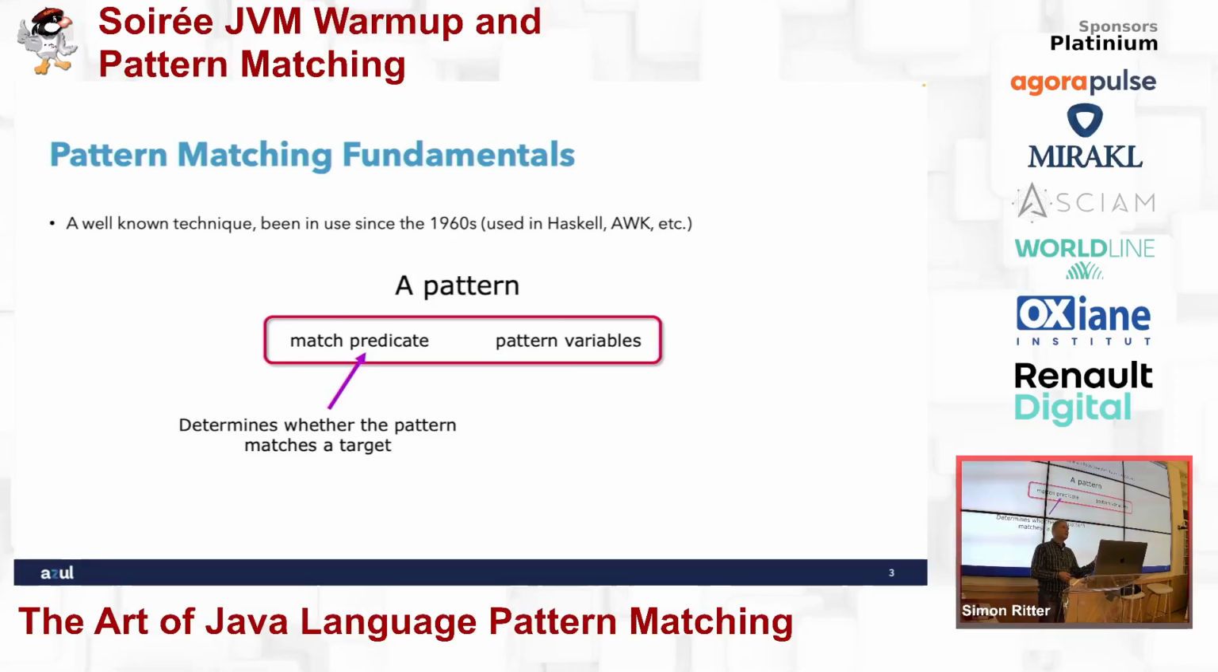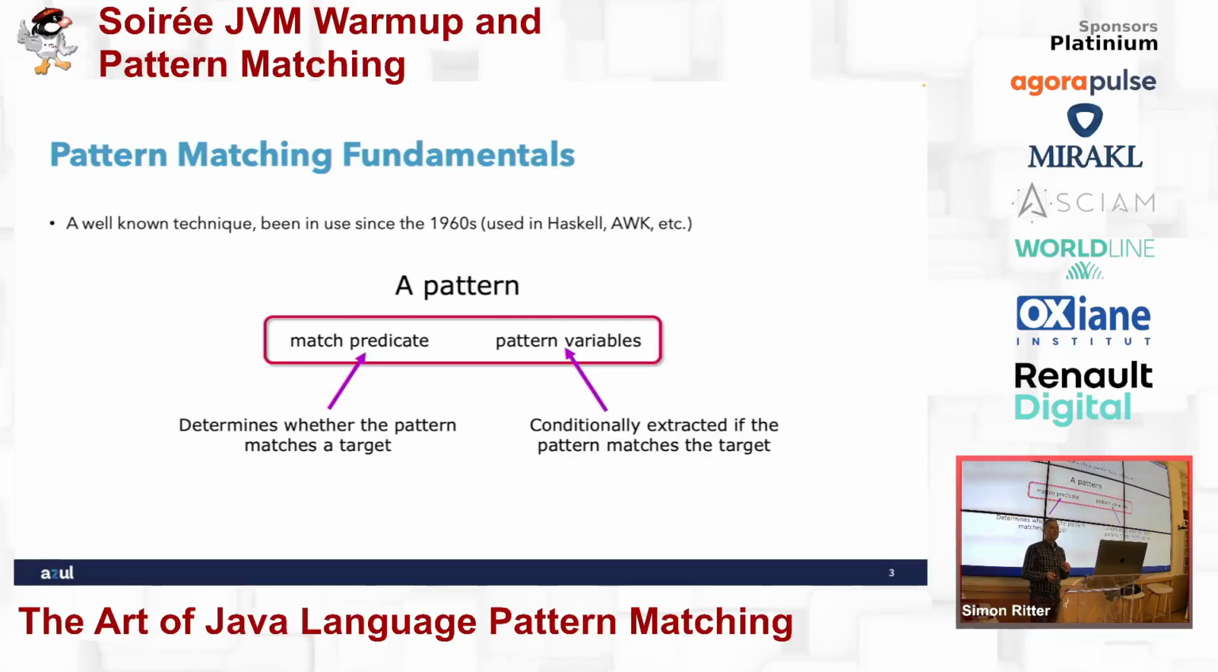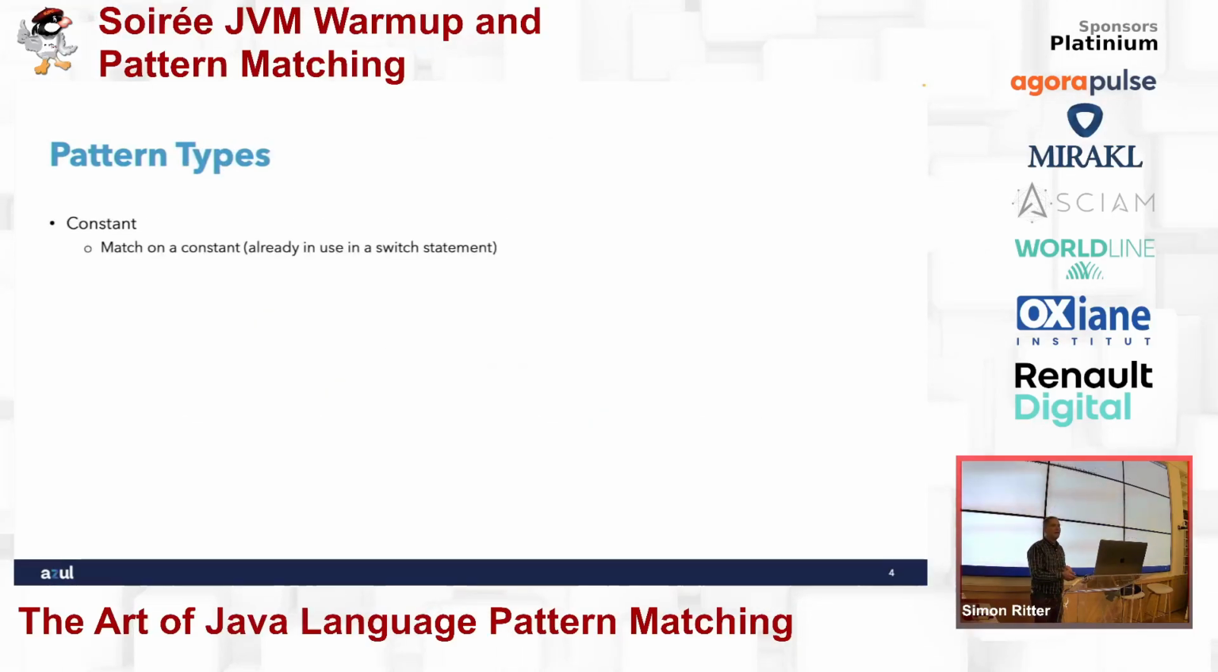And then associated with that, we have some pattern variables. And they can be 0 or more pattern variables. Those variables will be conditionally extracted if we match the target. So it's a rather formal definition, but you'll understand what I'm talking about as we go through and we see these in action. So this is what we mean by pattern. Two things, predicate and variables.